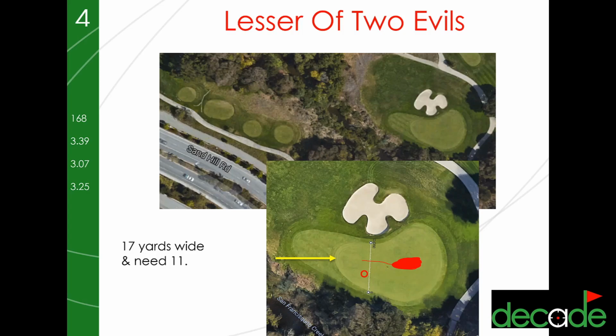As you can see, I use this slide in my seminar to illustrate the lesser of two evils idea. But another thing that I really use it for is the idea that this works whether you're a 5 or a 10 handicap, or a scratch or a tour player, and let me show you why.